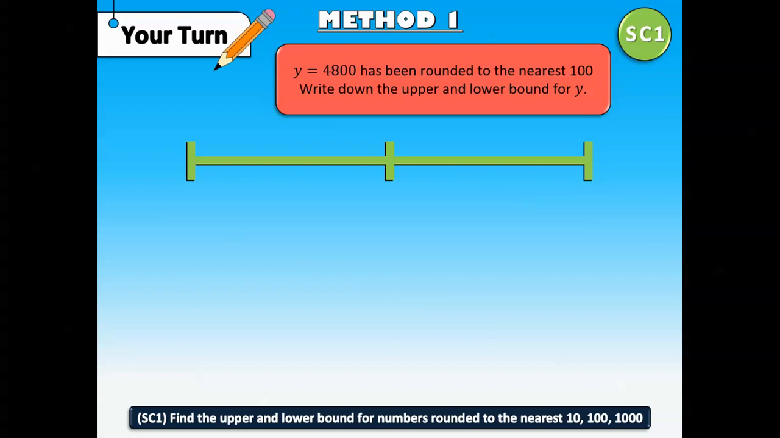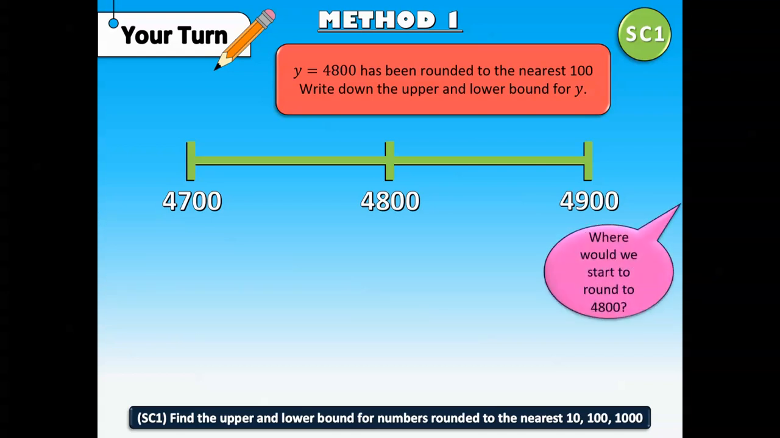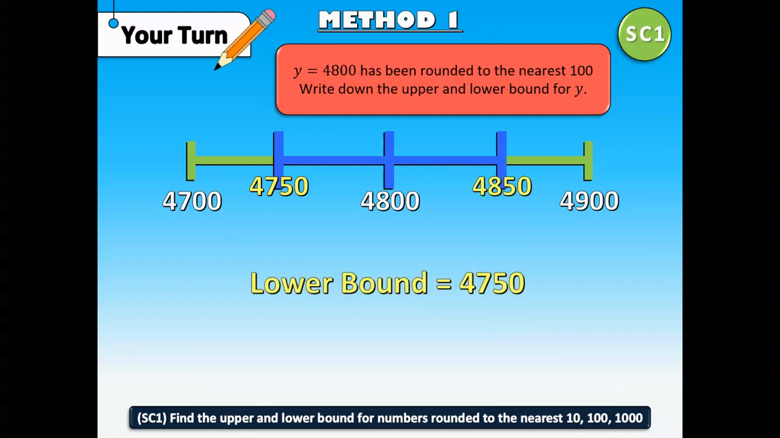So if we have a look at 4,800 on the number line, so it'll be there. The 100 below 4,800, 4,700, and the next 100 would be 4,900. It needs to be somewhere in between here, in between 4,750 and 4,850. So the lower bound is 4,750 and the upper bound is 4,850.